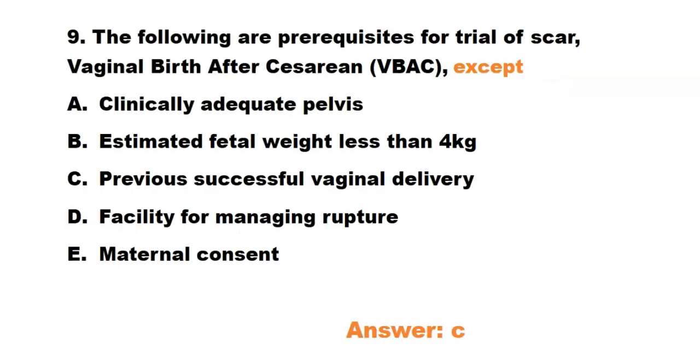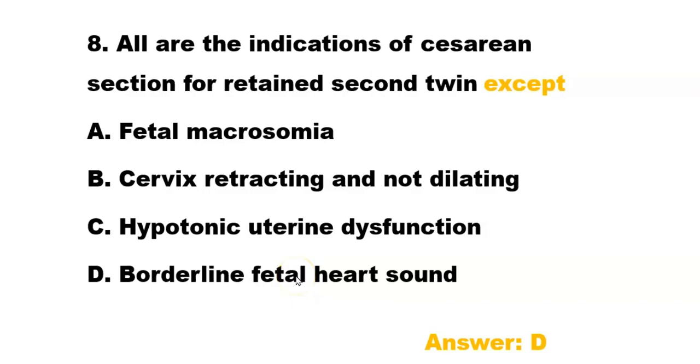The next question. The following are prerequisites for trial of vaginal birth after cesarean section, except: A. Clinically adequate pelvis, B. Estimated fetal weight less than 4 kg, C. Previous successful vaginal delivery, D. Facility for managing rupture, E. Maternal consent.